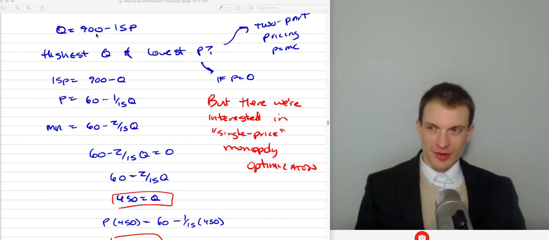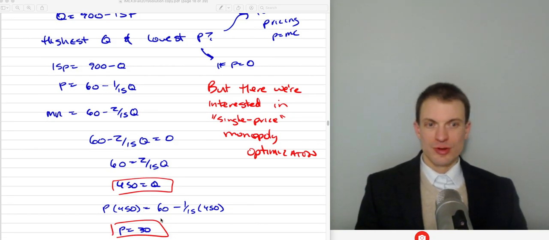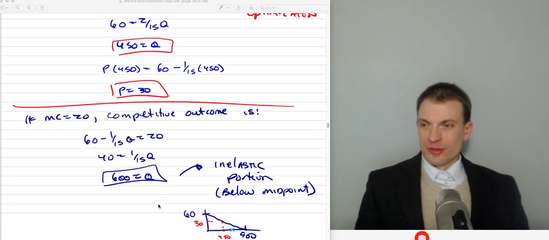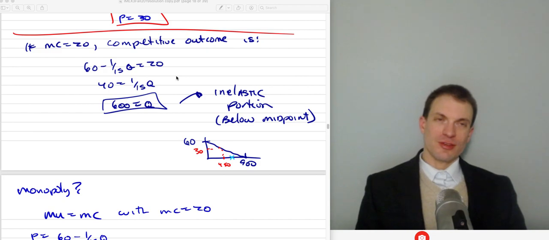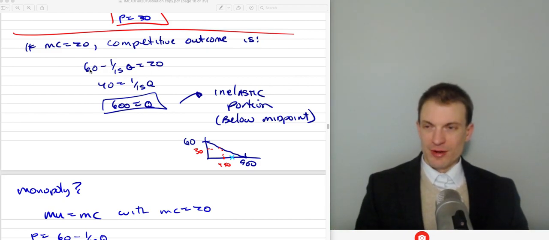So I'll look at this and say half of that is 450. That's my quantity. I'll look at this and say half of that is 30. That's my price. Or you could do it with the math. So, okay, if marginal cost is equal to 20, the competitive outcome, then I was asking you, what does the competitive market do?